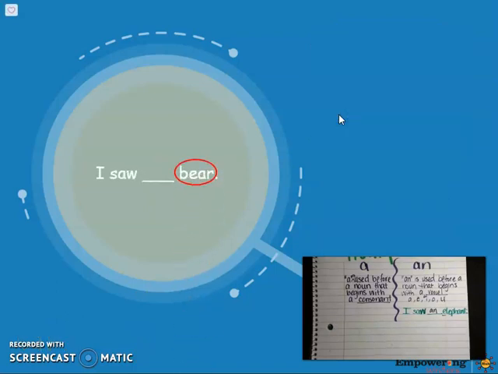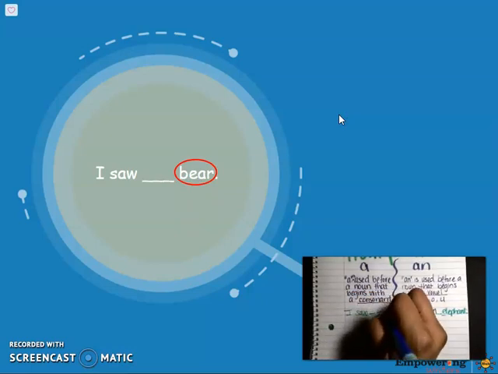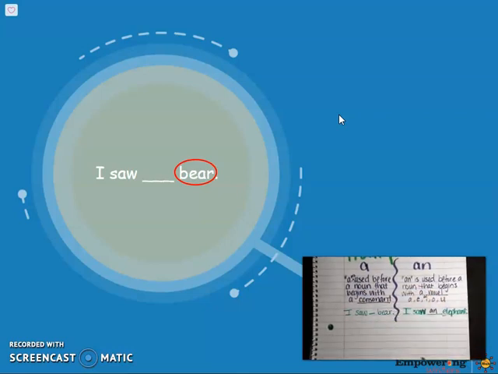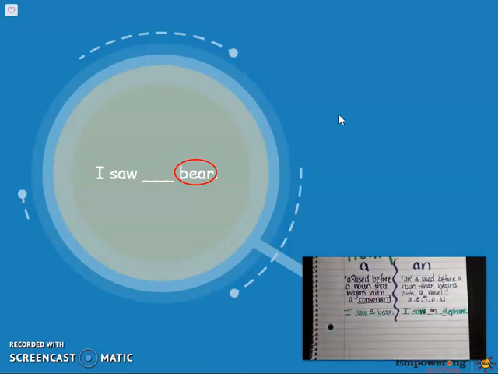If the sentence was changed a little bit to say, I saw a bear, the B there is a consonant. It is not a vowel, and therefore we would just use the article a instead of an.